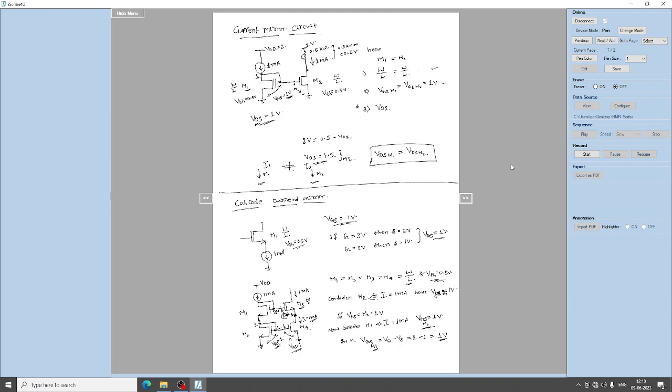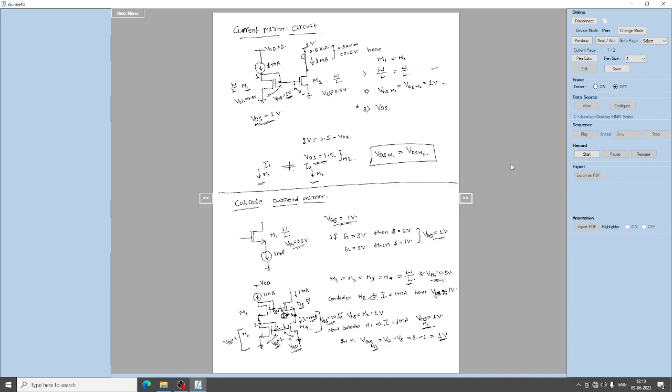Understood the point? This is the important point to analyze here in the cascode circuit. So by this discussion, you see the VDS of M2 is 1 volt, that is drain is at 1 volt and source is grounded, and VDS of M4 is also 1 volt. The drain is at 1 volt and the source is connected to ground for the transistor M4.